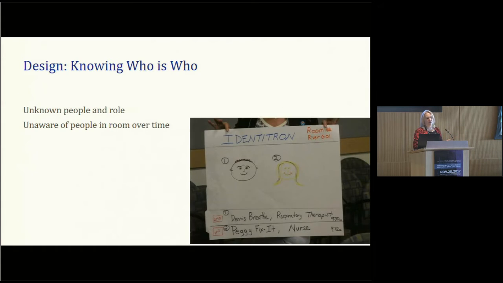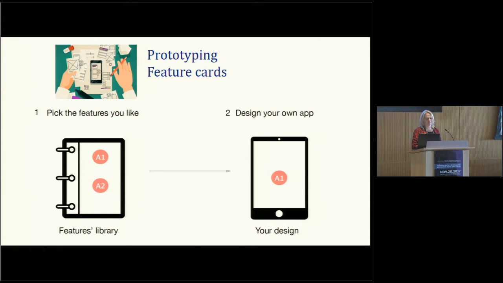As we heard, there are so many people coming in and out of the hospital room, and they have no idea who these people are, what their role is, or why they're even there. So one set of patients created an identitron to show people's faces and their roles and the kind of background that they have to try and enable communication.